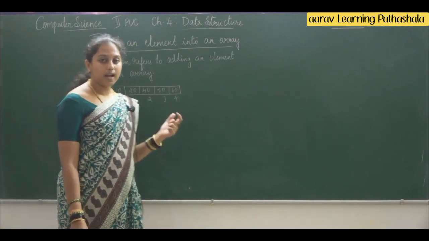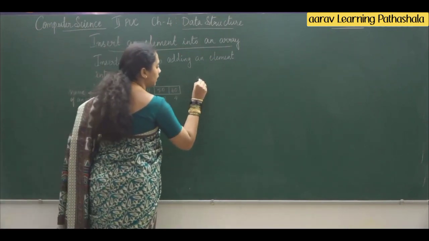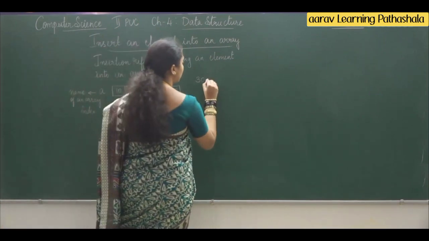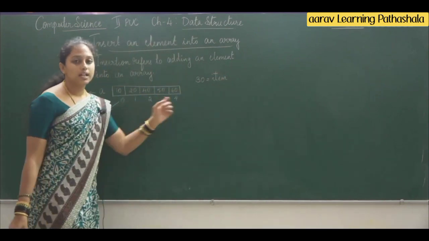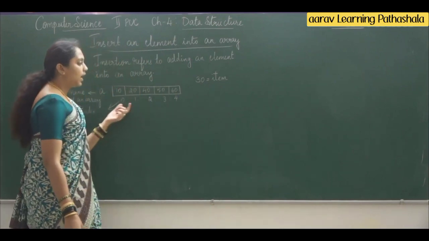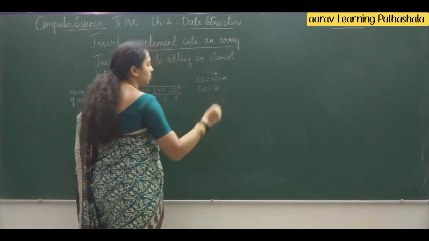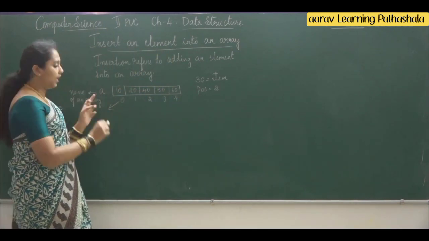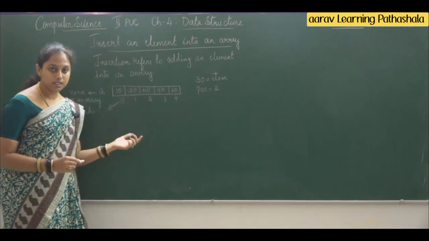So if I want to add an element called 30, so this element is called as an item. I want to insert an item called 30 into an array at position 2. So A is another array. So the array has 10, 20, 40, 50, 60 as its elements.